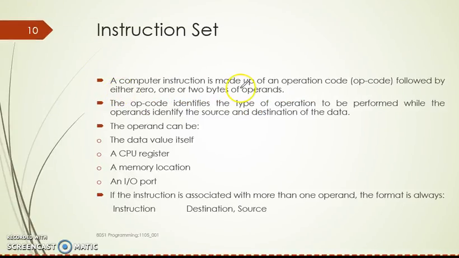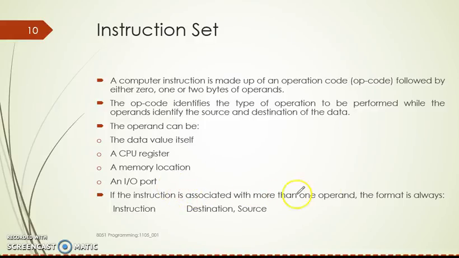A computer instruction is made up of an operation code called the opcode, and it could have either 0 or 1 or 2 bytes of operands. Opcode tells what type of operation is to be performed, whereas operands are where the source and the destination of the data are specified. The operand can be the data value itself, or it could be stored in a register, or a memory location, or it could be from an IO port.